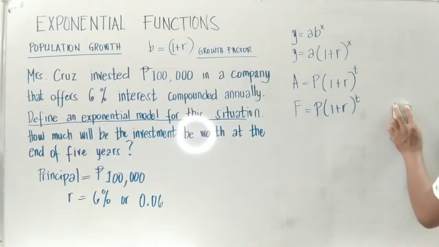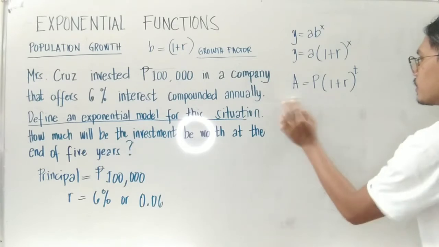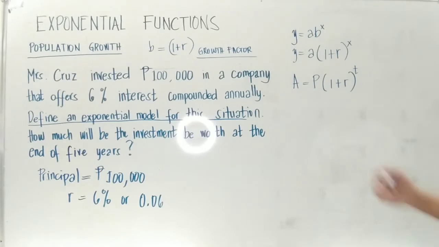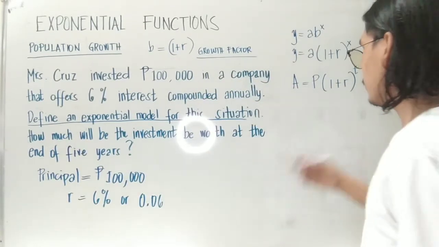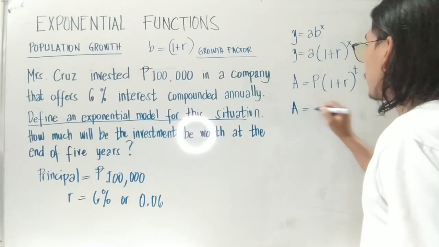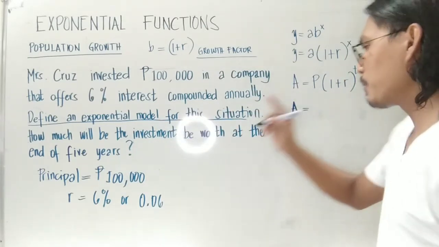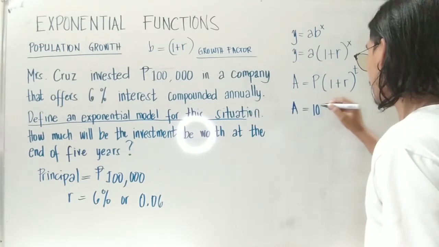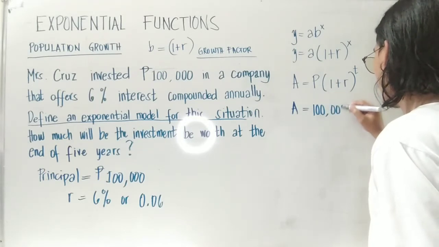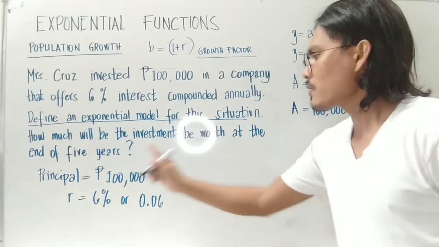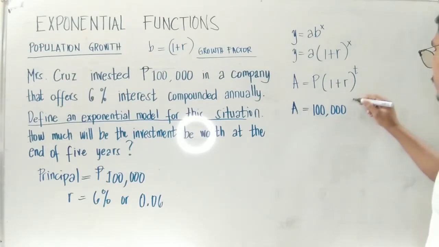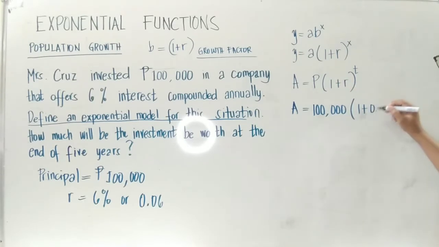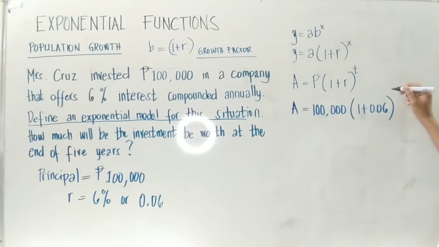So let's just leave it and focus on A is equal to P times the quantity of 1 plus R raised to T in application to your population growth. So we will write or define an exponential model. Your P, your initial value or your principal, is 100,000, times the quantity of 1 plus your rate, 0.06, raised to T.